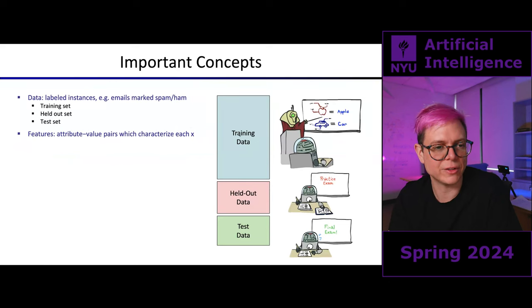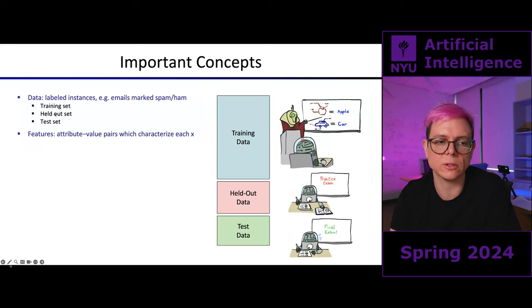All right. So the data has some labeled instances, for example, emails marked as spam or ham. And I have to make three sets. I have to make a training set, a held out set, and then I use a test set for the final evaluation. In this way, I can evaluate my model that is trained on the training set on the held out set to see whether it's doing well or not on data that has not been seen before. Finally, we report the grade on the testing set. So features are the attribute value pairs which characterize each X.